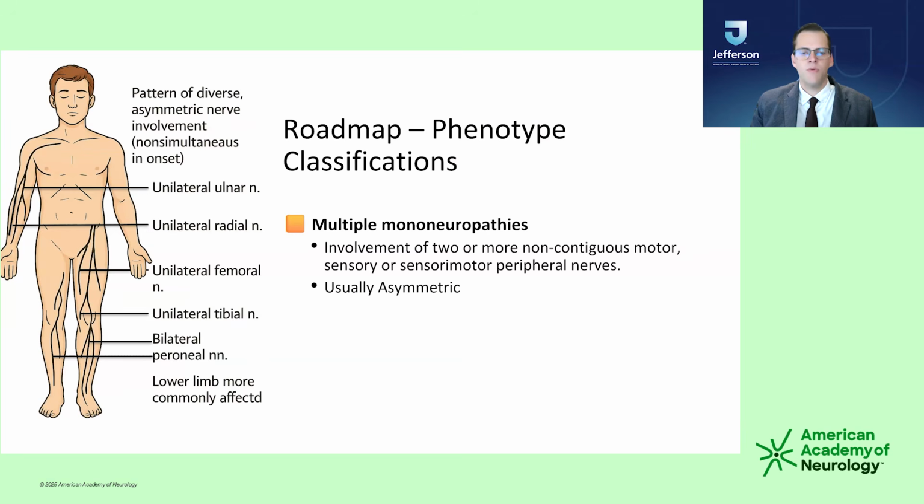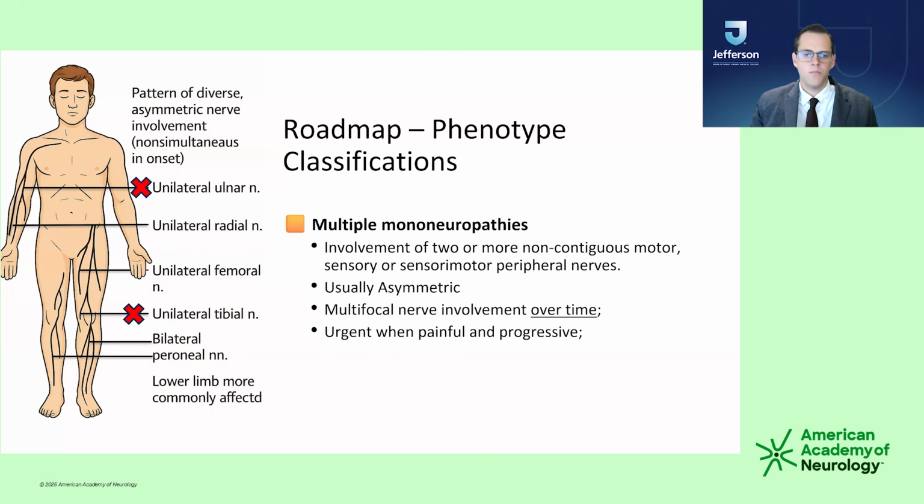Next phenotype is multiple mononeuropathies, so the involvement of two or more non-contiguous motor, sensory, or sensorimotor peripheral nerves, usually asymmetric, with multifocal nerve involvement over time. So at first they'll just present with a unilateral ulnar nerve being affected, and then maybe a month later, the tibial nerve will start to be affected. It's very urgent when it's painful and progressive.